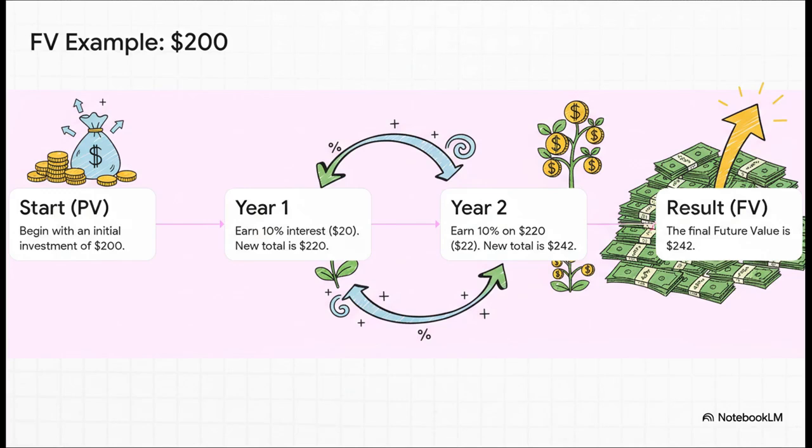Let's make this super real with a quick example. Say you invest $200. After 1 year, at a 10% interest rate, you've earned $20. Great! Your new total is $220. But here comes the magic. In year 2, you earn 10% not on the original $200, but on that new, bigger total of $220. That means you earn $22, bringing your final future value to $242.